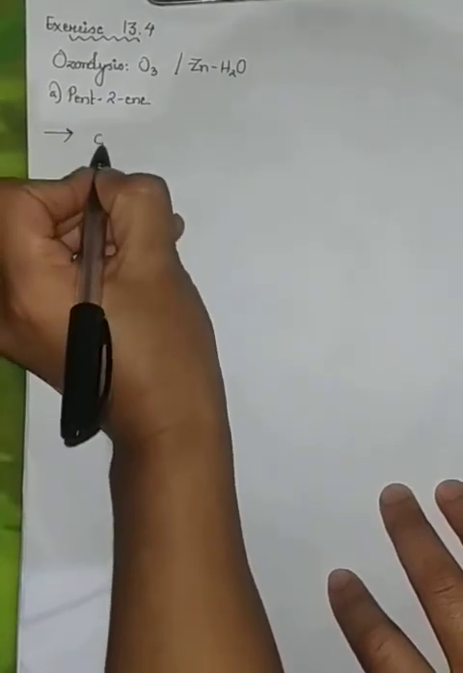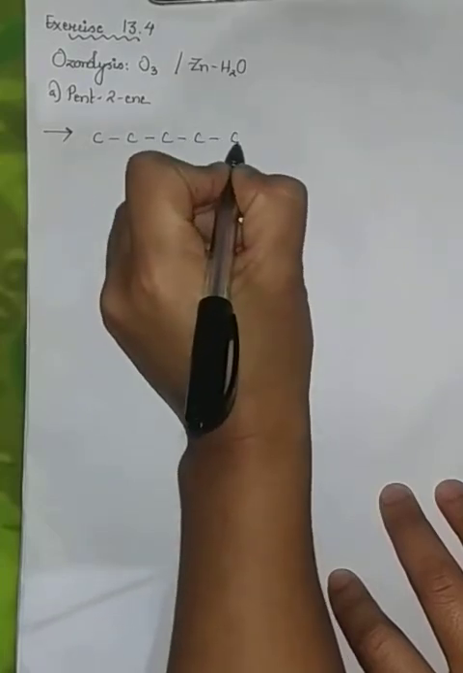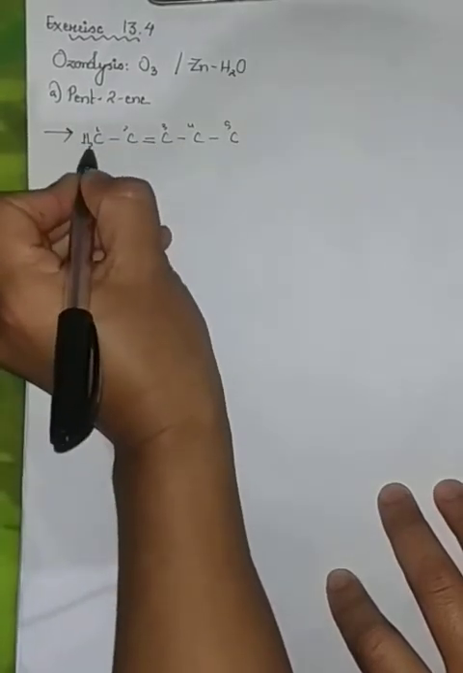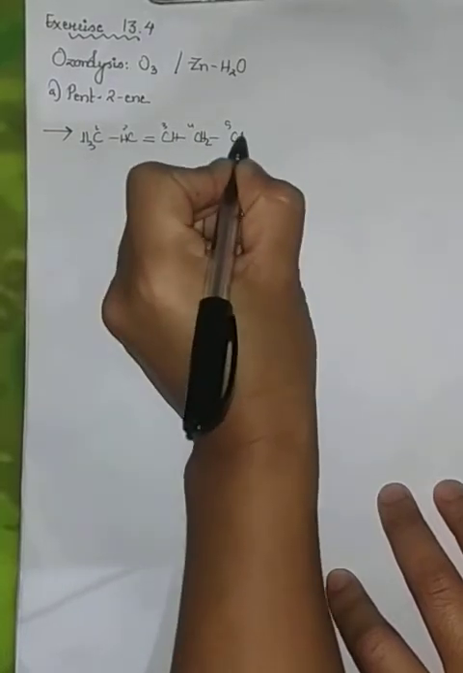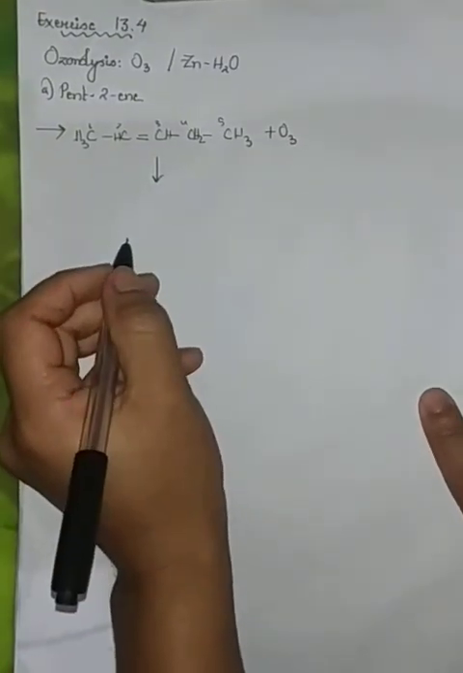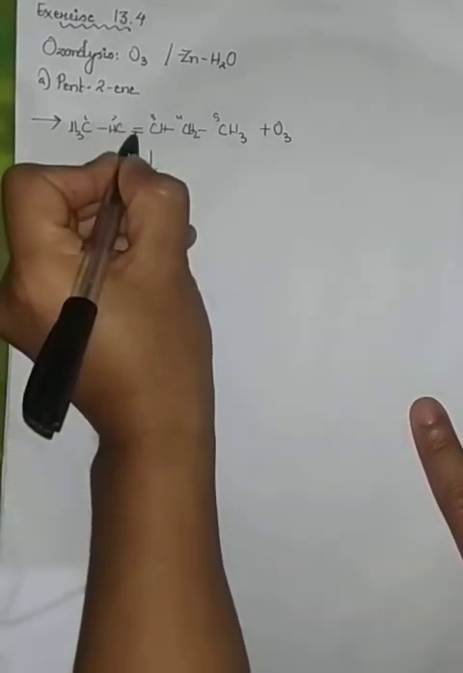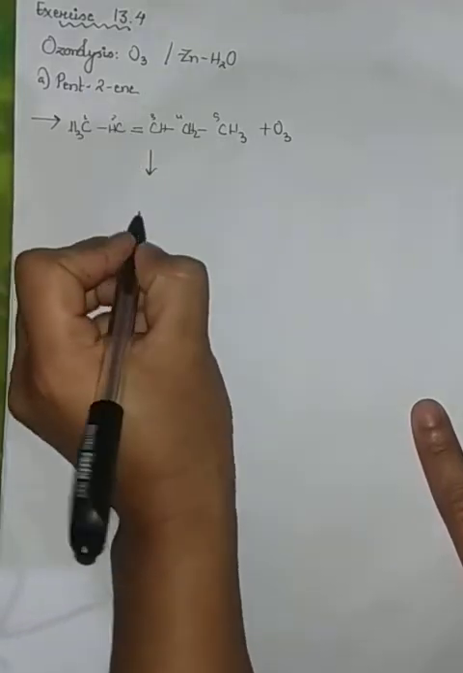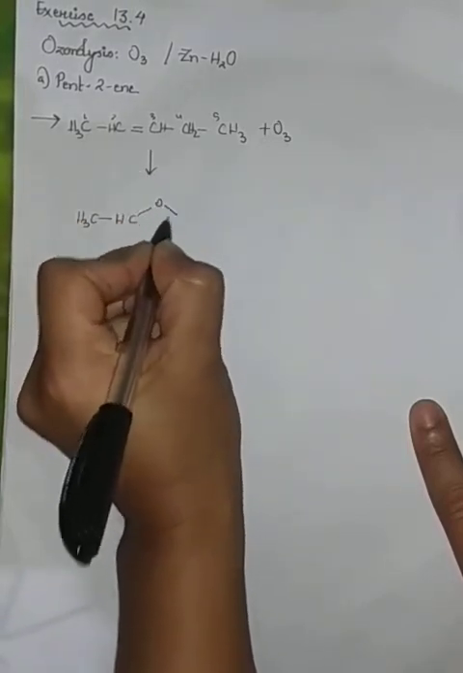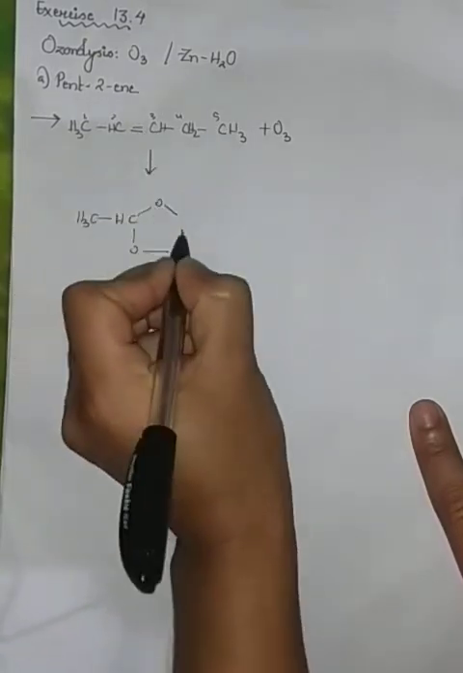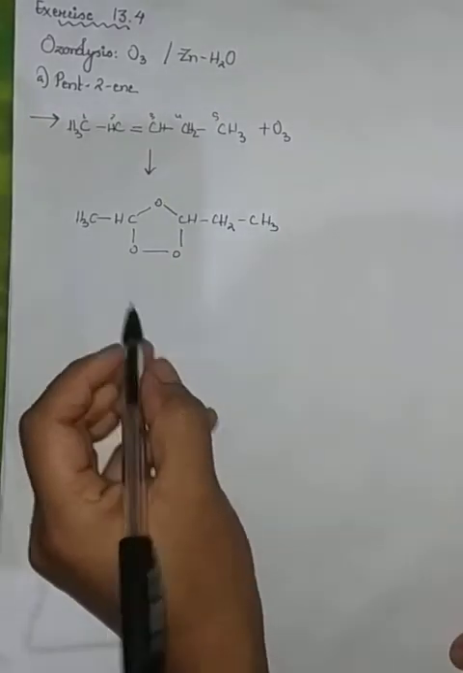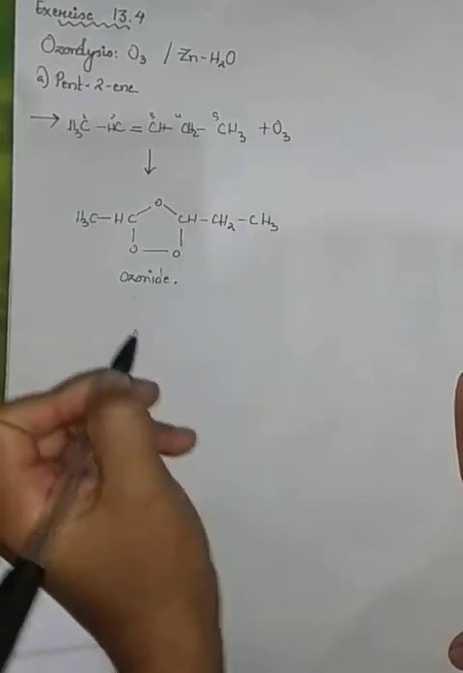Now pent means 5 carbon atoms, 1, 2, 3, 4 and 5. If this is carbon number 1, 2, 3, 4 and 5, the double bond would be here. Therefore add the hydrogens: CH, CH, CH2 and then CH3. Now when it reacts, it will react first with ozone and we will be getting an ozonide molecule. Both the bonds break here, and the O3 would come and attach here, with CH3CH2CH2... CH3. This is the way an ozonide molecule is formed.